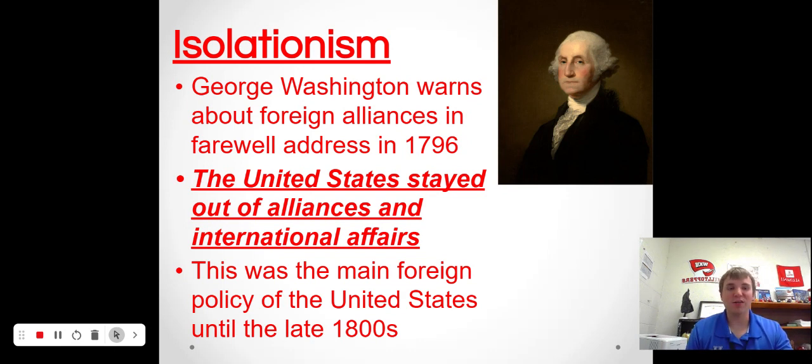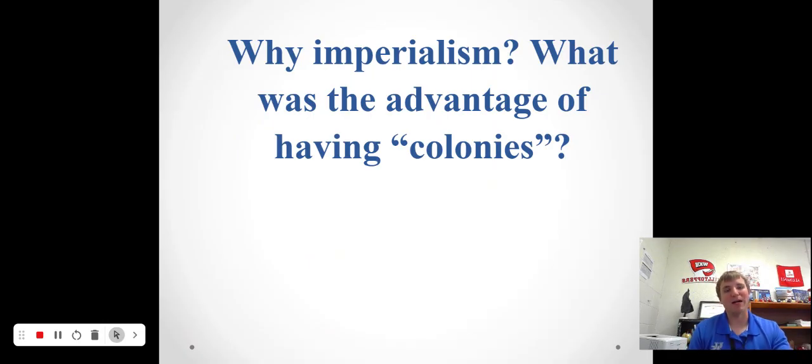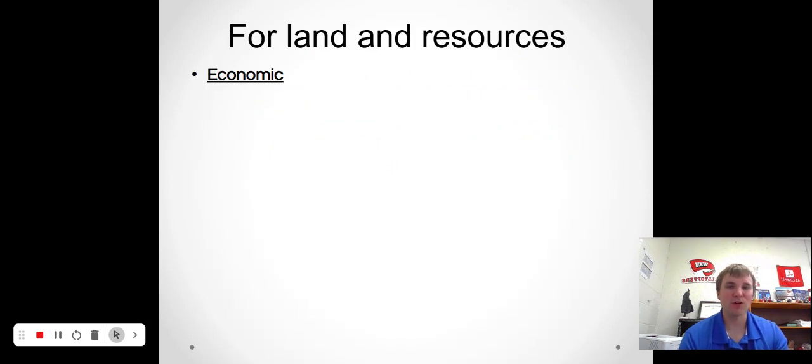So we're largely isolationist, but then we start to think about imperialism. Because at this time, countries all around the world are imperializing, and the United States does not want to fall behind. The British have colonies in India and Australia. Germany has several colonies in Africa. The Spanish have colonies around the world, okay? So why have colonies? Why imperialism?